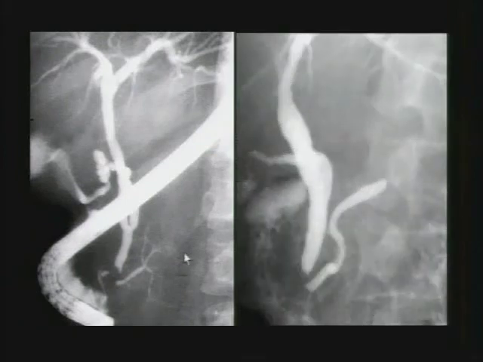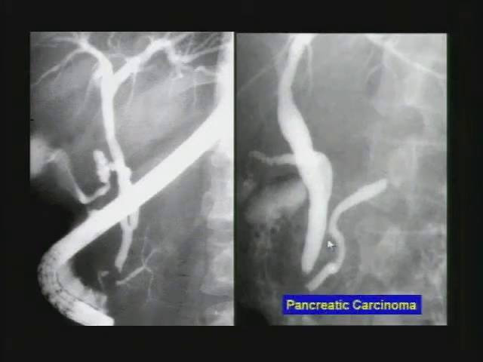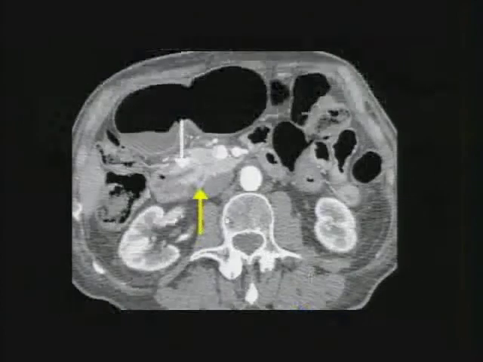In contrast, take a look at this case, where you have a truncated duct and absolutely no branching. And this appearance is the classic finding for pancreatic adenocarcinoma, which starts in the duct and is the reason for causing this appearance. Here's a patient on CT, what you would find for pancreas divisum.